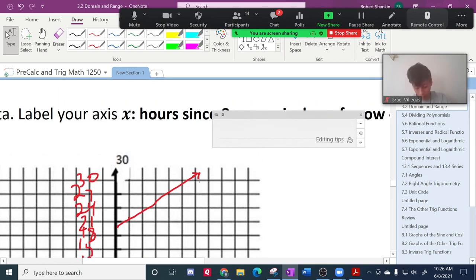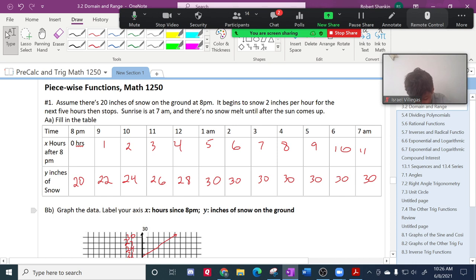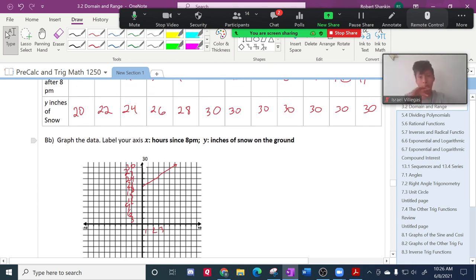Now, is it reasonable and realistic for this situation? And Israel, since you're kind of up on stage right now, I'm going to ask this to you. Should I just be putting dots in here and not connecting these dots? Or is it legitimate to connect all these with a real line here? What do you think? I think it makes sense to connect them because 2 inches don't just fall out of nowhere. That happens over time. Very good. And fractions are going to be fine. In 1¼ hours, there's going to be a little bit more snow and so on.